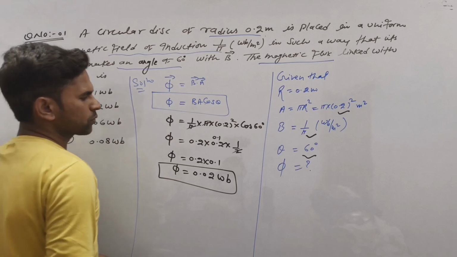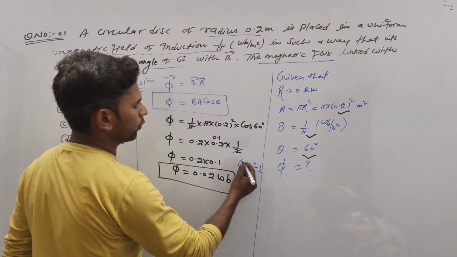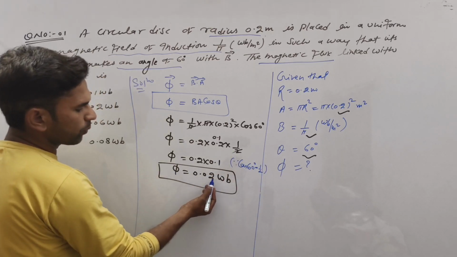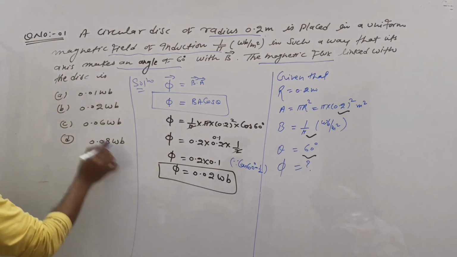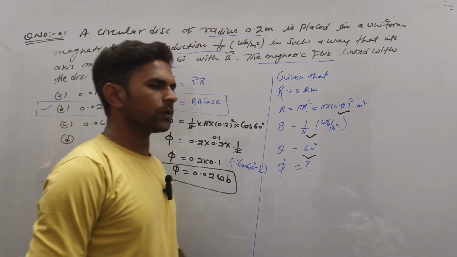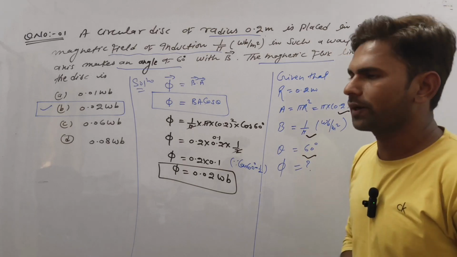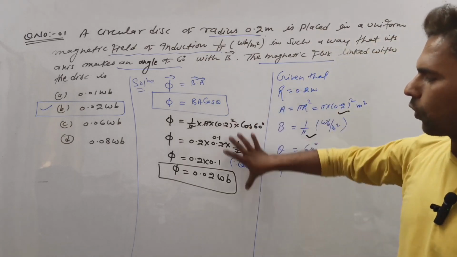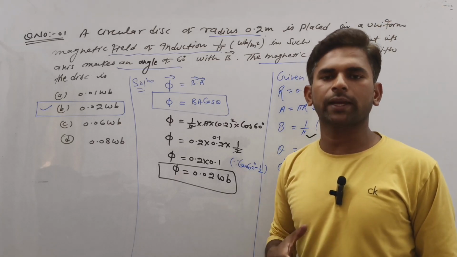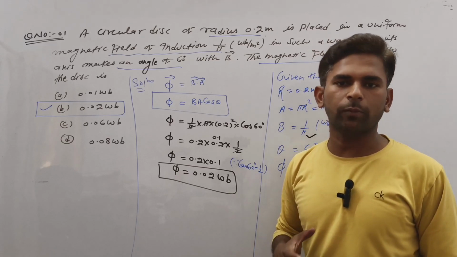If you are getting confused, you can write cos 60 as 1/2 in brackets. So which option is correct? Option B is the correct answer of this problem. You will apply this method in the exam. If you already have subject knowledge of that topic, you can apply the direct formula and just solve. Please practice solving numericals and increase your speed. That will help you save your time in the exam.